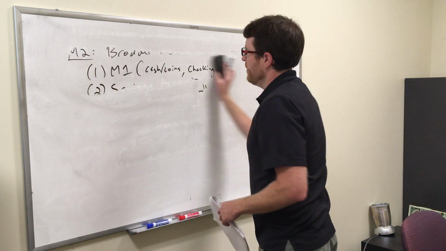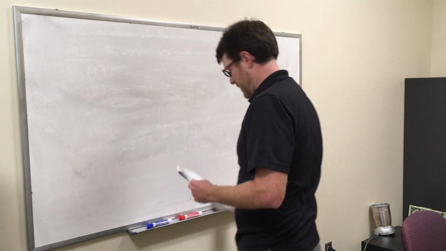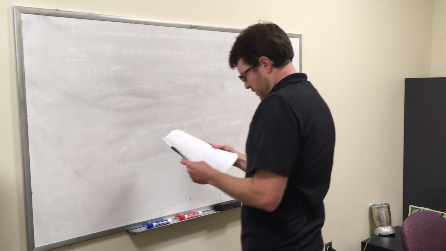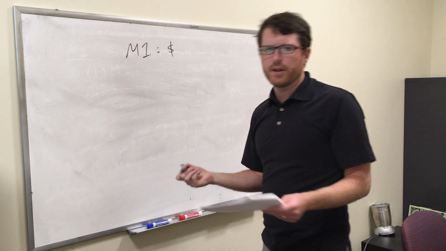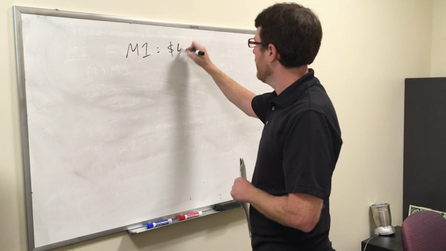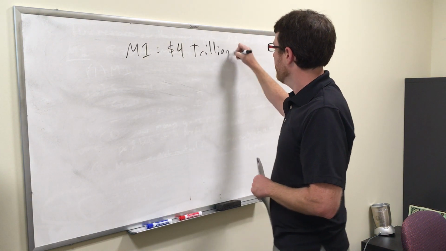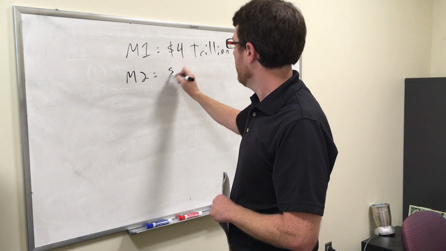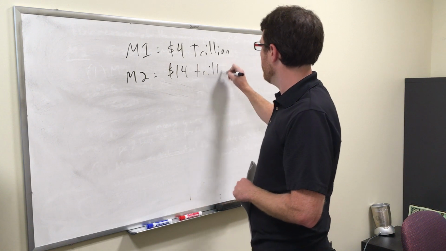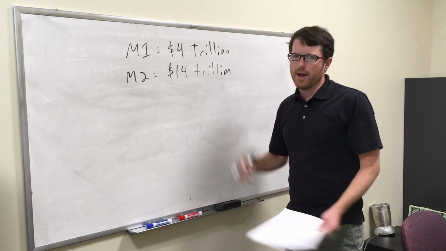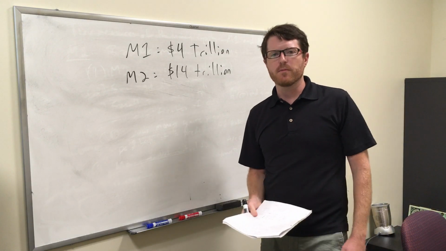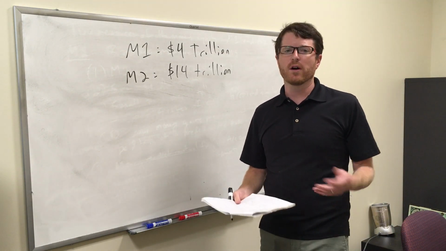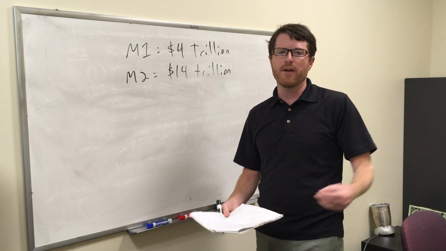So how much money is in both of these categories? Well, in M1, and I didn't gather the data today, so I don't know exactly what this is, there's about 4 trillion in M1, and there's about 14 trillion in M2. Which of these is correct? Well, it depends on which one you want to use. It depends on how you want to measure the money supply. Neither of these is right or wrong. It's just different ways to think about how much money is out there.